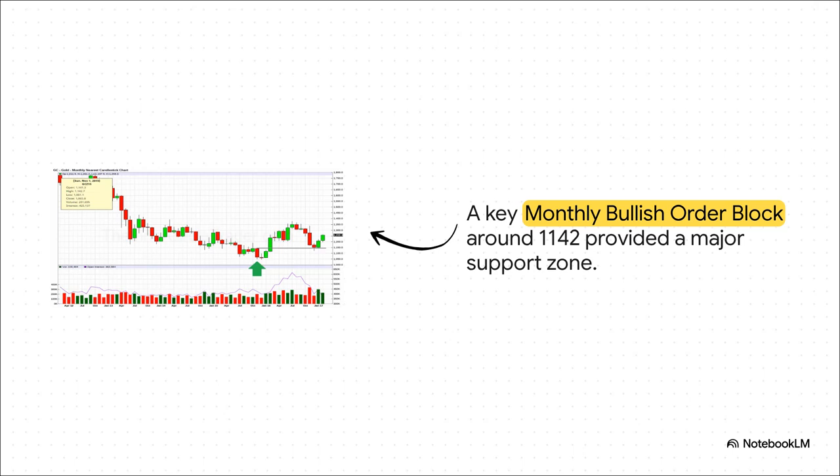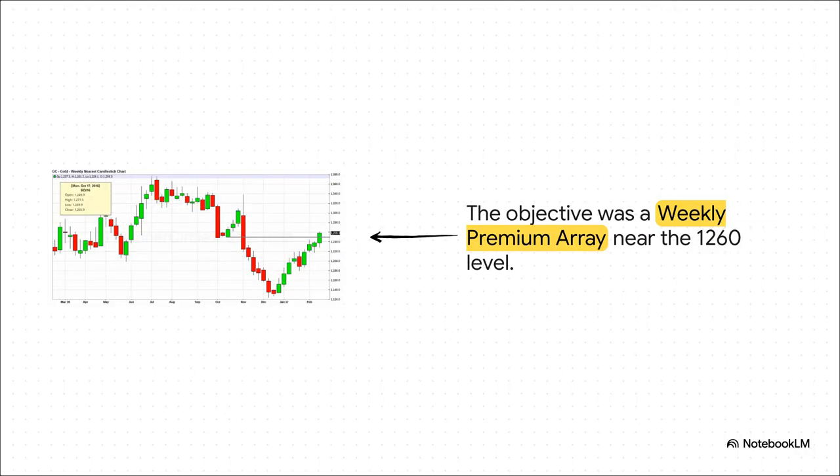This isn't just a random line on a chart. This gives us a very specific, very high probability zone to start looking for our long entry. But knowing where to get in is only half the battle, right? You have to know where you're going.